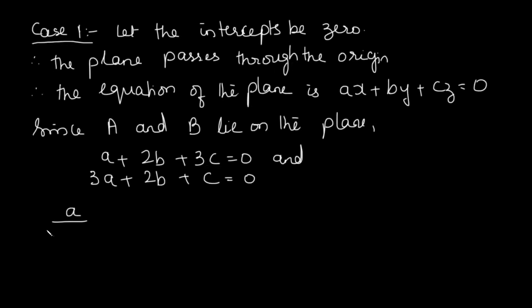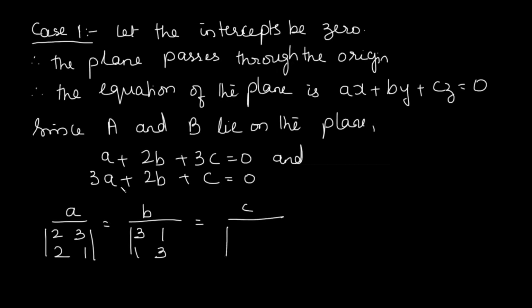So A upon mod of 2, 3, 2, 1. This ratio is equal to the second ratio, that is B upon, now the determinant would be the coefficients of C and A. So we get 3, 1 and 1, 3. And the third ratio C upon the determinant of, now the coefficients of A and B are written. So 1, 2, 3 and 2. So the three ratios are equal.